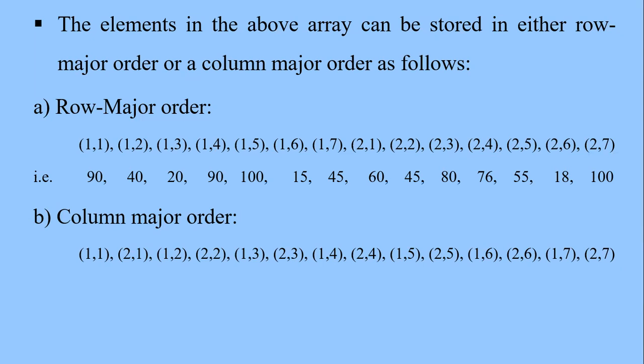So we complete the items for each column and then we move on to the next column, whereby row 1, column 1 refers to 90, row 2, column 1 refers to 60, row 1, column 2 refers to 40, row 2, column 2 refers to 45, row 1, column 3 refers to 20, row 2, column 3 refers to 80, row 1, column 4 refers to 90, row 2, column 4 refers to 76, row 1, column 5 refers to 100, row 2, column 5 refers to 55, row 1, column 6 refers to 15, row 2, column 6 refers to 18, row 1, column 7 refers to 45, and row 2, column 7 refers to 100.